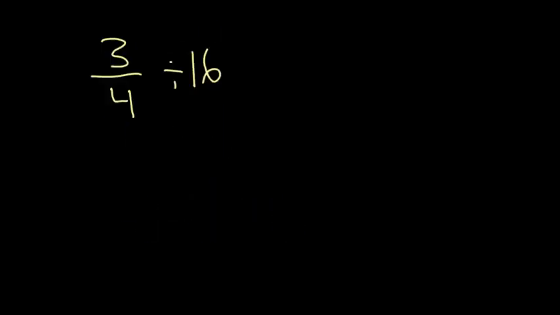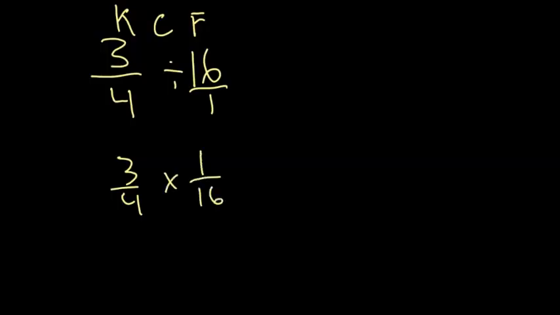Alright, let's do one more. So I got 3/4 divided by 16. So again, we're going to do keep, change, flip. But first we've got to make that 16 a fraction. So 16 over 1. So we're going to keep the 3/4, change division to multiplication, and flip 16 over 1 to be 1 over 16.